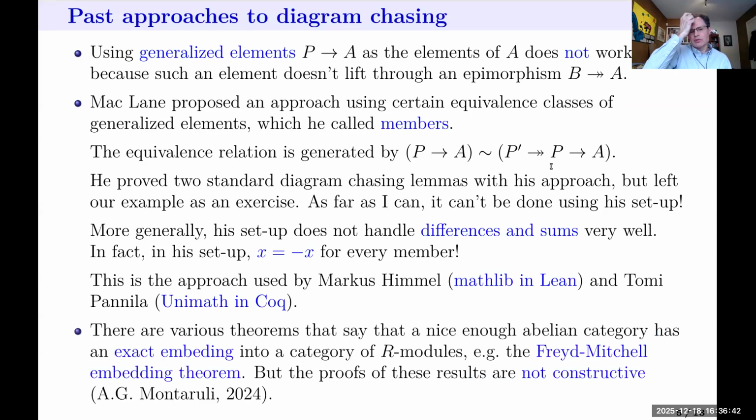A completely different approach that is often used in classical mathematics is to observe that any nice enough abelian category can be embedded exactly into a category of R modules. There are various results of this sort. The most famous is the Freyd-Mitchell embedding theorem. But the proofs of these results are not constructive. I'll cite a paper at the end by Martirulli, that actually shows that certain steps in the proof are not constructively valid. So we don't want to rely on an embedding theorem like that.